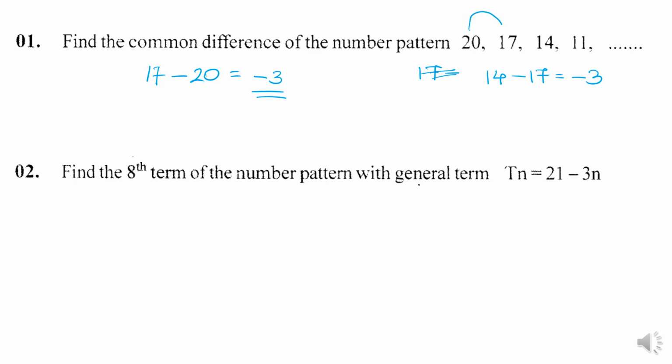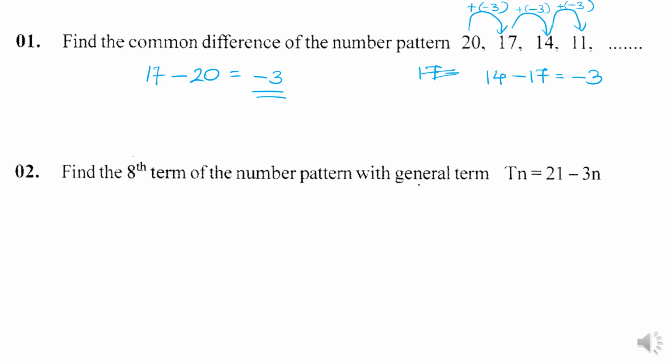That means you add minus 3 and get 17, then you add another minus 3 and get 14, and you add another minus 3 and you get 11. This is how this number pattern continues.